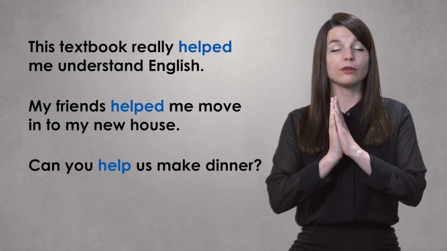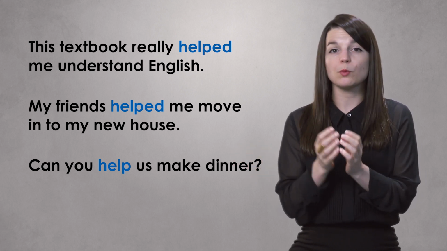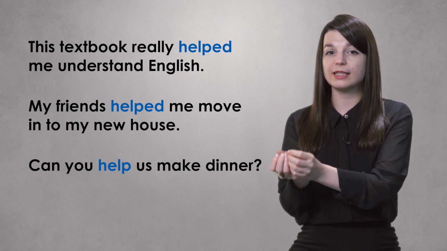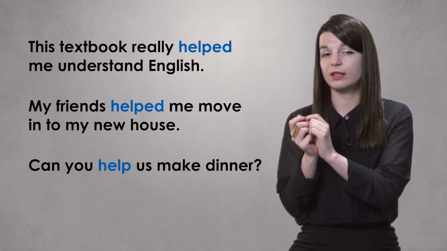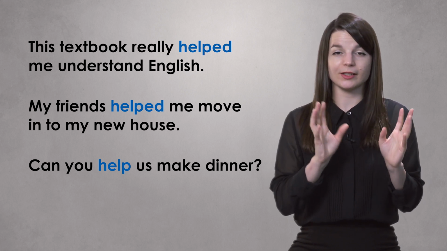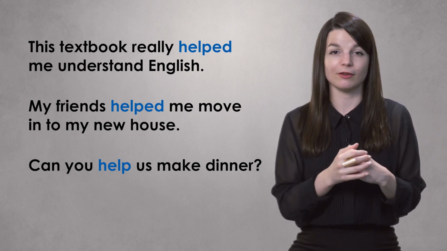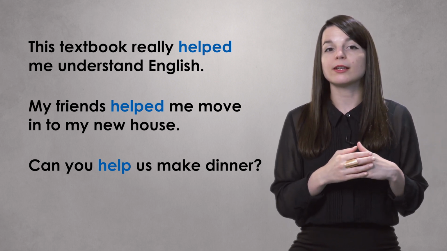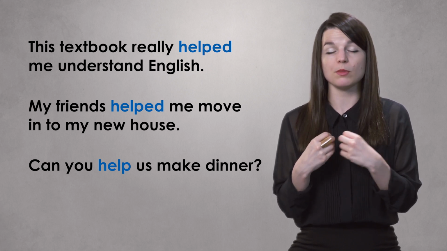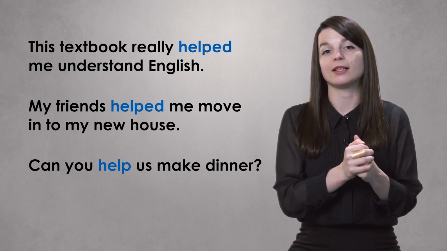So when we use the verb help without out, we follow the verb help with the object of that verb. So that means the person who is receiving assistance, the person receiving aid. Then we follow that with the action, so the thing that was assisted or like the thing that was made easier for that person. So in the first example sentence, this textbook helped me, the person receiving help, understand English. So that's the thing that was made easier in some way.